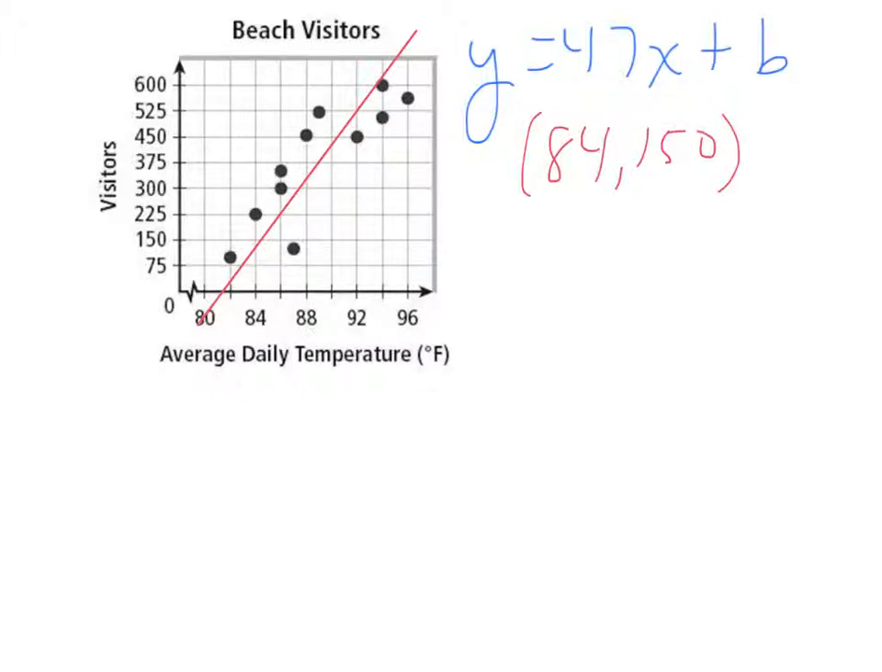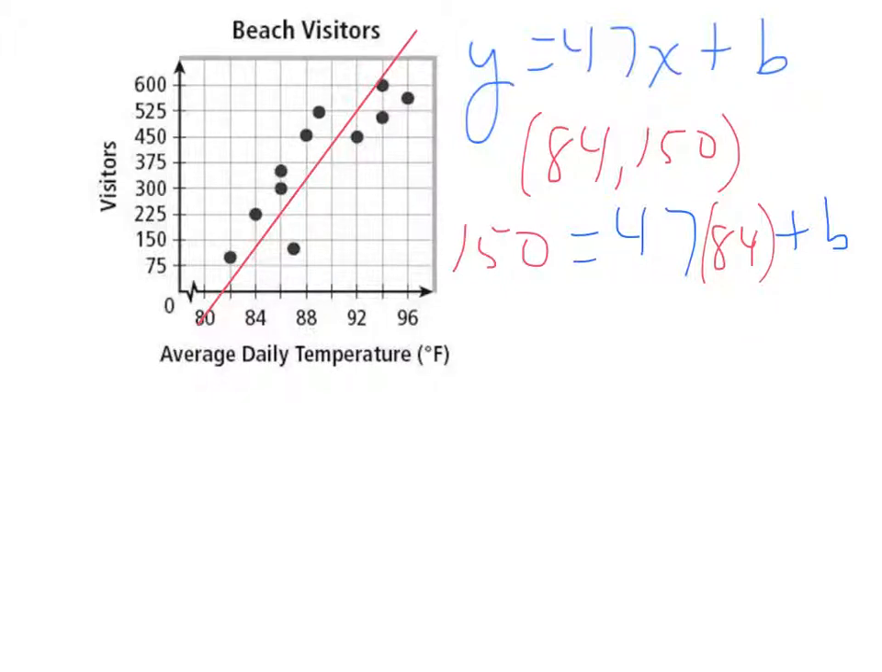To figure out what the b is, we take one of the ordered pairs, and I always like to use the smaller one, the one with smaller numbers, just because they're easier to work with. So I'm going to replace that y with a 150. I'm going to then keep the equal sign and the 47, and instead of the x, I'm going to use the 84. That way I can figure out what that y-intercept will be.